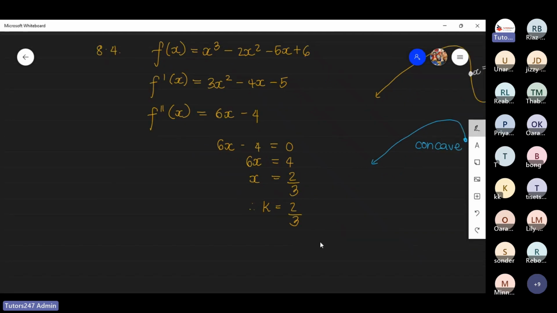If you don't want to write it as a fraction, you can also write it as a decimal. So 2 over 3 is just 0.67. It doesn't matter which way you write it, it's still the same thing.